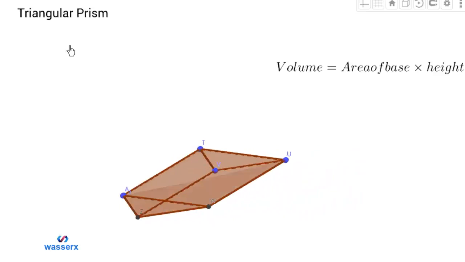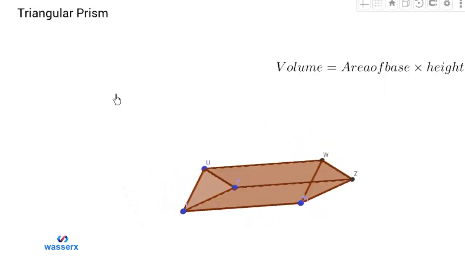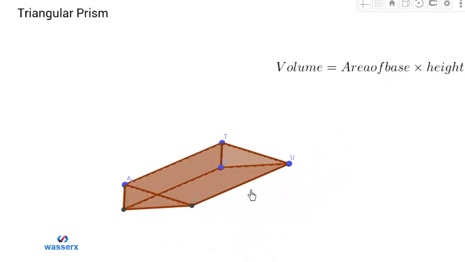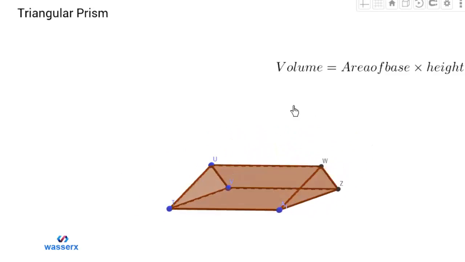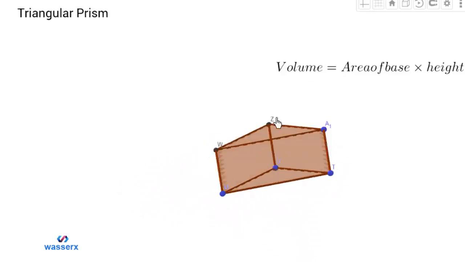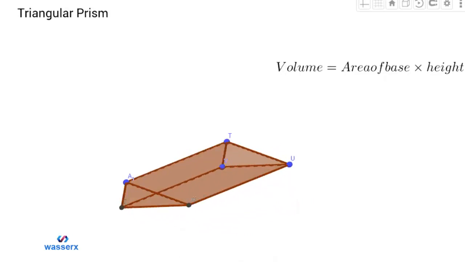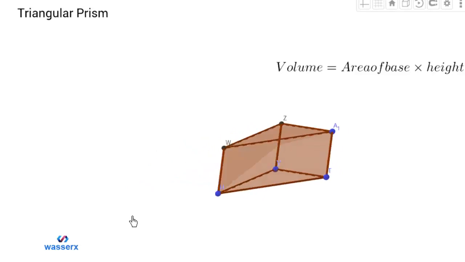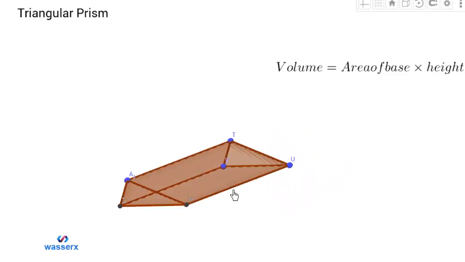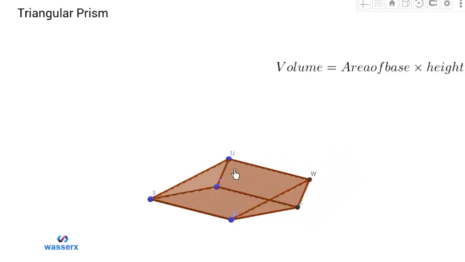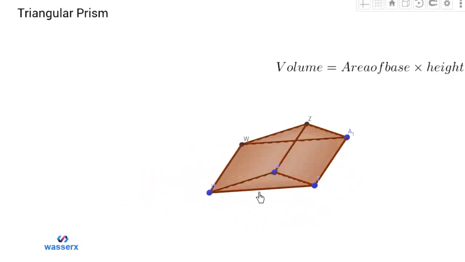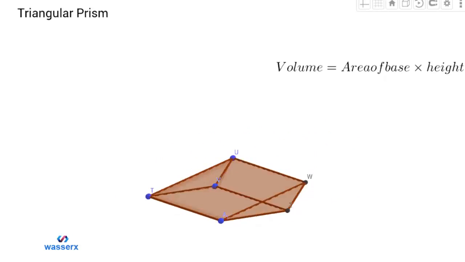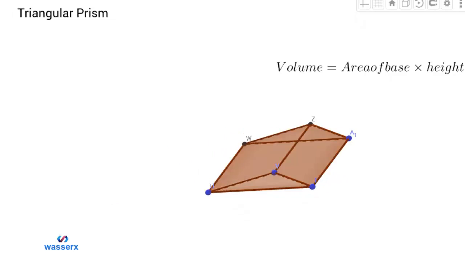The triangular prism has 3 rectangular faces and 2 triangular faces. So the volume is still the base area times the vertical height. Then the total surface area is the total area of the net or the faces. So you find the area of the 2 triangles and the 3 rectangles, then add them together to give you the total surface area of the triangular prism.